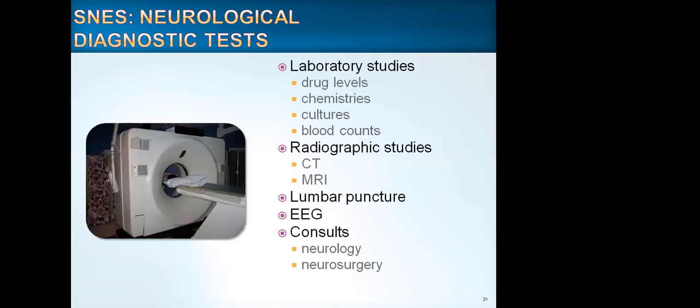Laboratory studies: drug levels, cyclosporine levels are very important, and biochemistry levels, cultures, and blood counts are very important. CT and MRI, as we discussed, are used in almost all neurological events. Sometimes there may be a requirement for lumbar puncture and EEG, and regular consultation with the neurology and neurosurgery department.